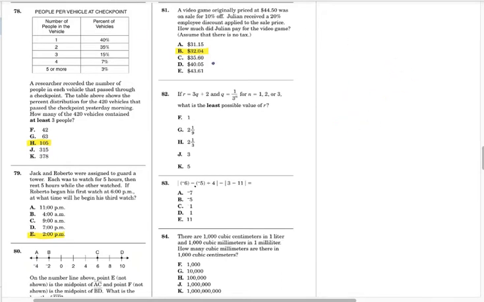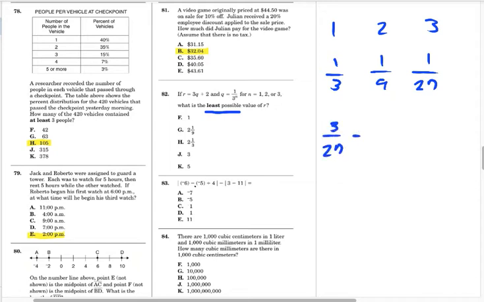Alright, we've got 82. Three choices, 1, 2, and 3 here. So for Q, 1 would be 1/3, and then we would have 1/9 and 1/27. Alright, so we want the least possible value, which means we need to multiply it by the biggest fraction, right? So we have 3 over 27 plus 2, and 3 over 27 is equal to 1/9. So we end up with 2 and 1/9, which is answer G.